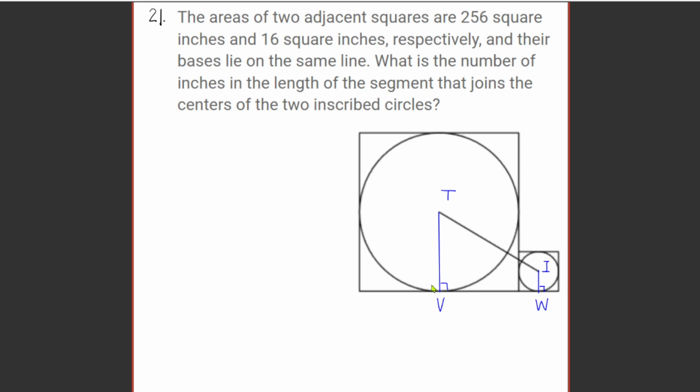Then we could find a point X here such that VX equals IW, and then connect these two points.